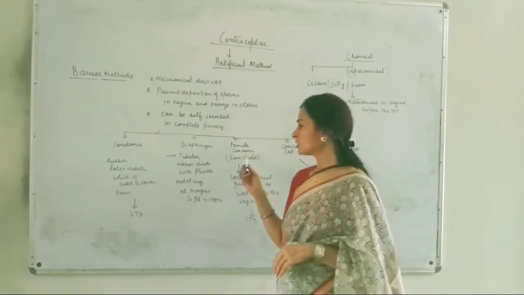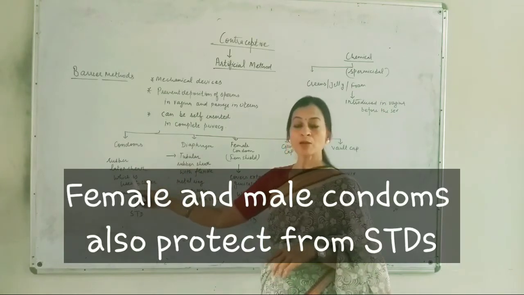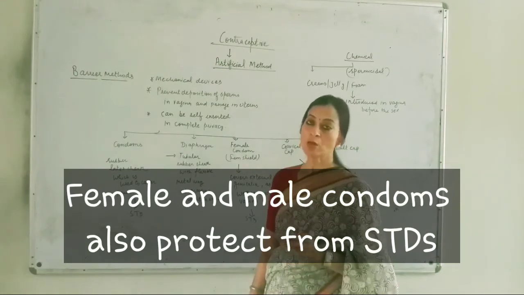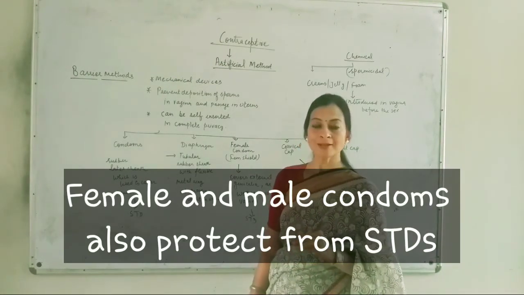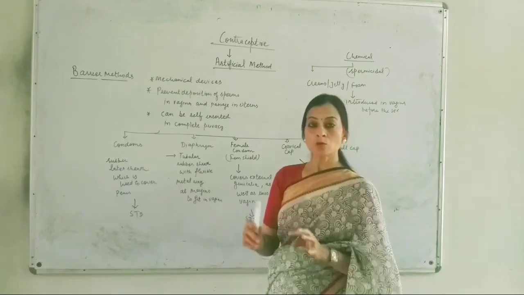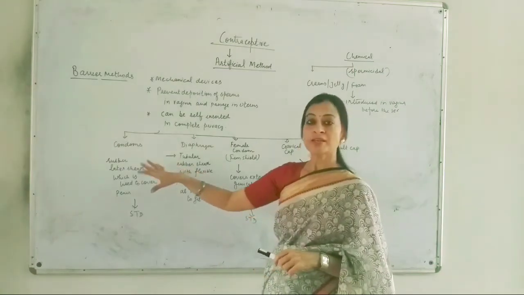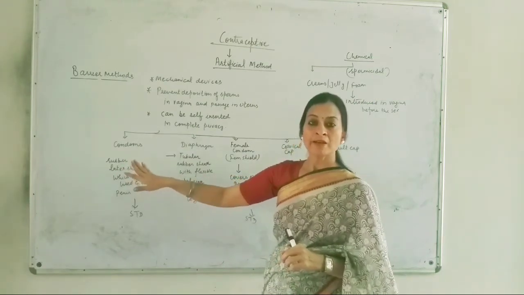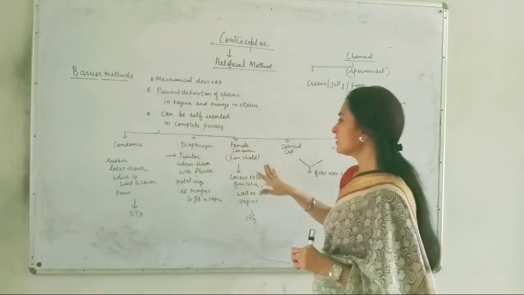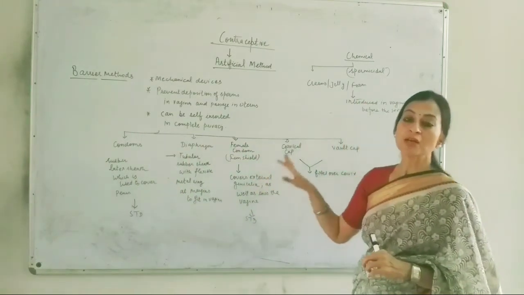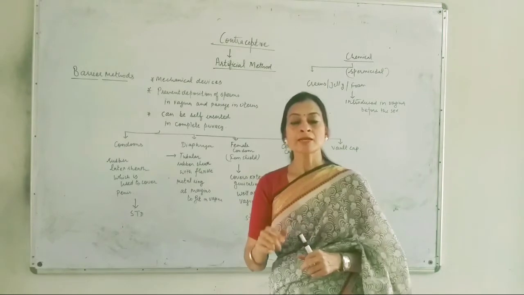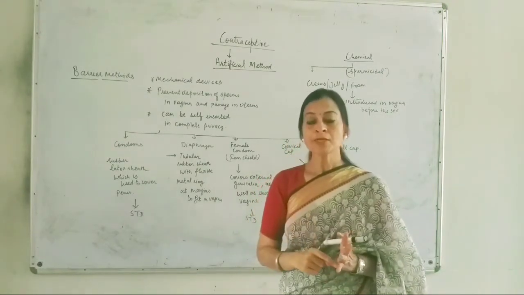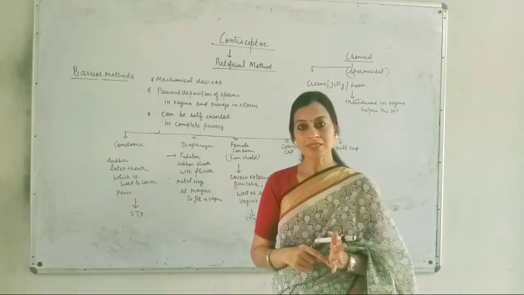One plus point of the female condom and the male condom is that they also protect the individual from STDs, sexually transmitted diseases, because they cover the external genitalia. The male condom covers the external genitalia of the male, and the female condom or fem shield covers the external genitalia of the female. That's why they are also helpful in protection against STDs.